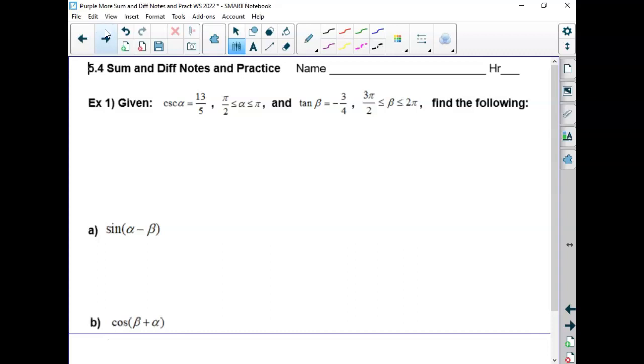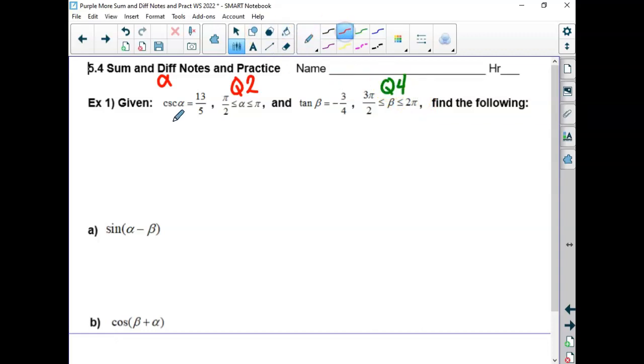So the first thing you're doing is you're just reading the question and making sure we draw the triangles in the right quadrants. So it says, given that there's some cosecant of an angle alpha, that little funny symbol is an alpha, is 13/5 and pi over 2 is less than alpha is less than pi. What quadrant is that in if it's between pi over 2 and pi? Quadrant 2, okay? And then it says there's a tangent of beta, different angle, okay? Beta is between 3 pi over 2 and 2 pi, which would be quadrant 4.